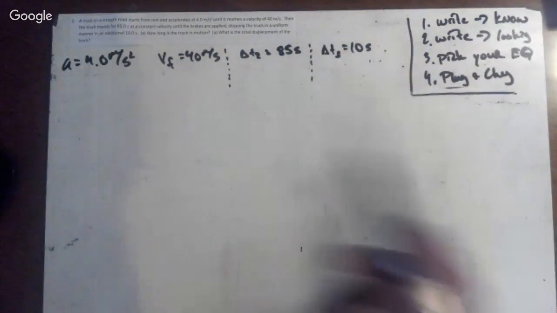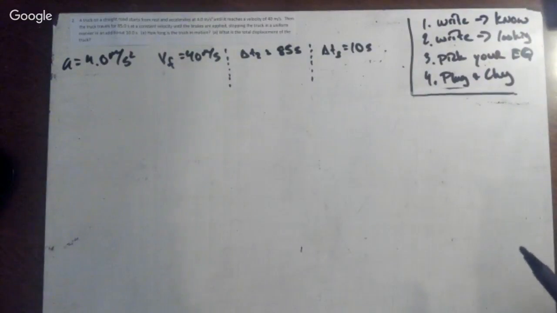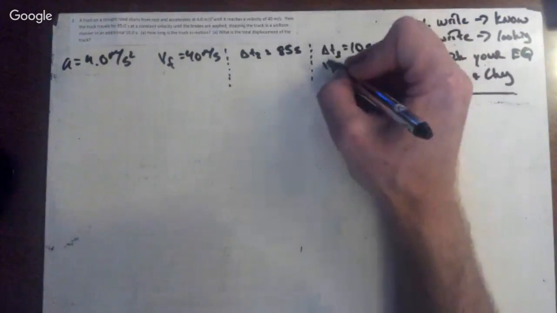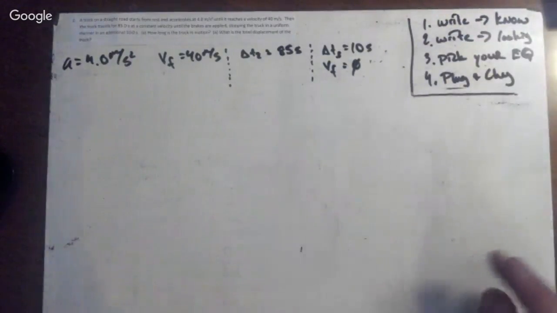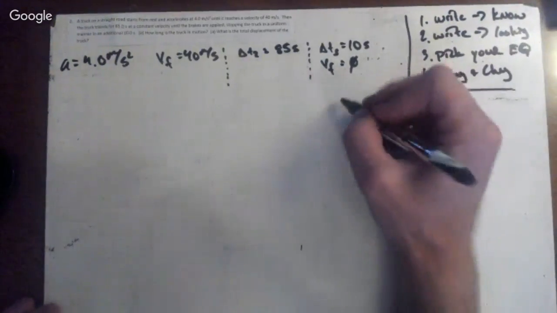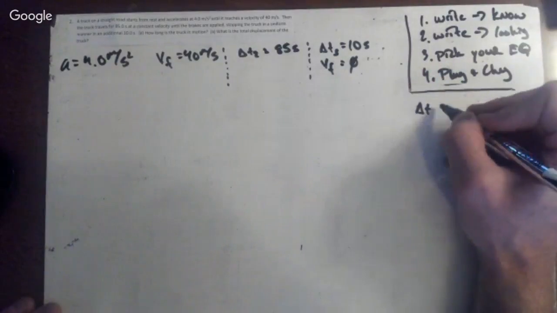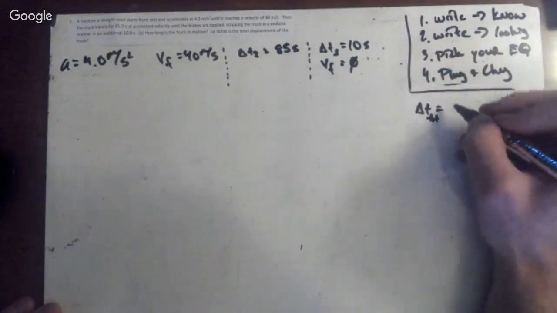Interesting thing, like I said before, we just hit a piece of information: stopping the truck. So that means over this piece of time that our final velocity is 0. Okay. How long is the truck in motion? So let's say delta t total.